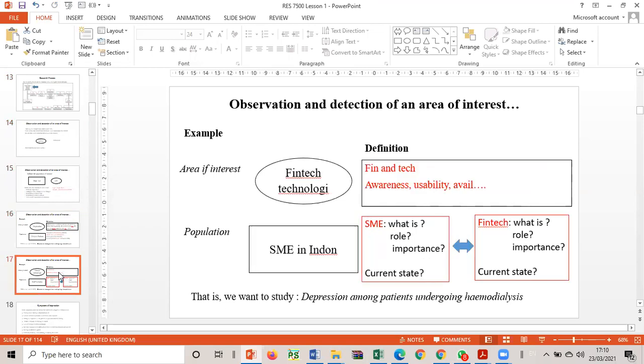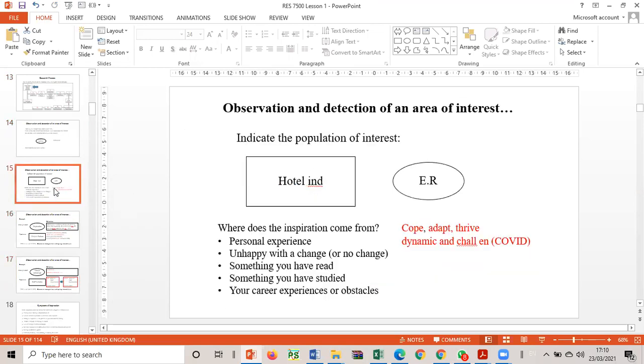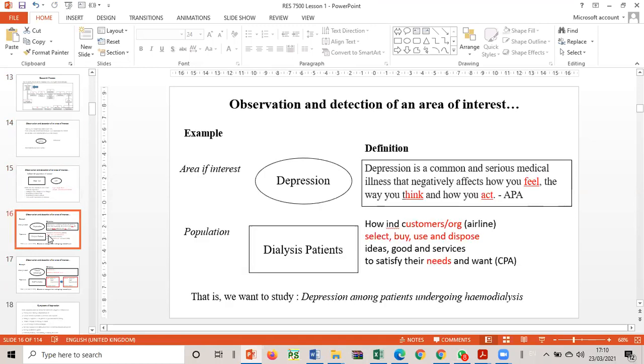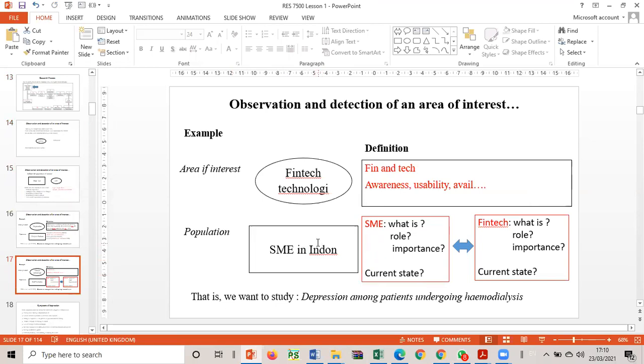Okay. So anything can be done, isn't it? Here talk about the industry. Here talk about depression. Here talk about the SMEs. And someone talk about employees. The method is the same, right? The framework is the same, isn't it? The content may be different, that's all. Questions?